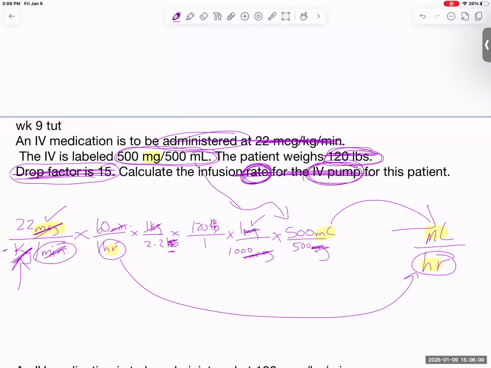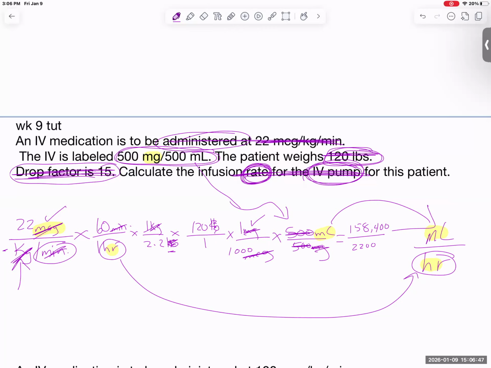That's a good one. I like it. So I can cross off like amounts, the 500s, to make my problem a little more manageable. And now it's just math. All right, so 22 times 60 times 120 is 158,400. And then I have 2.2 times 1,000, 2,200.